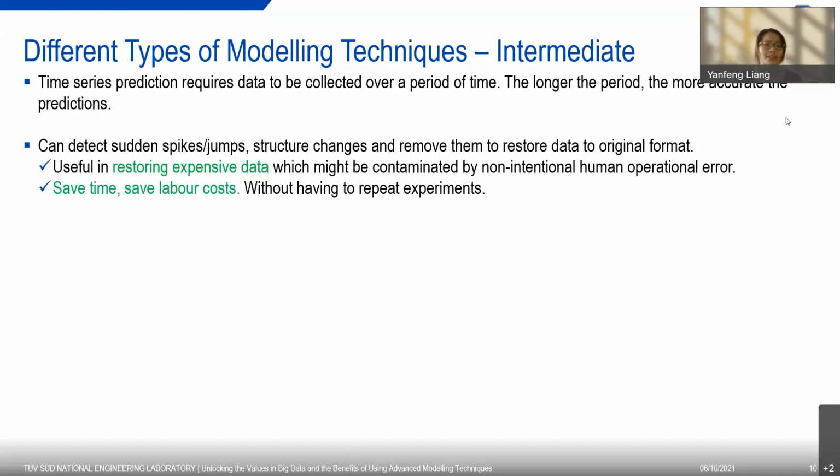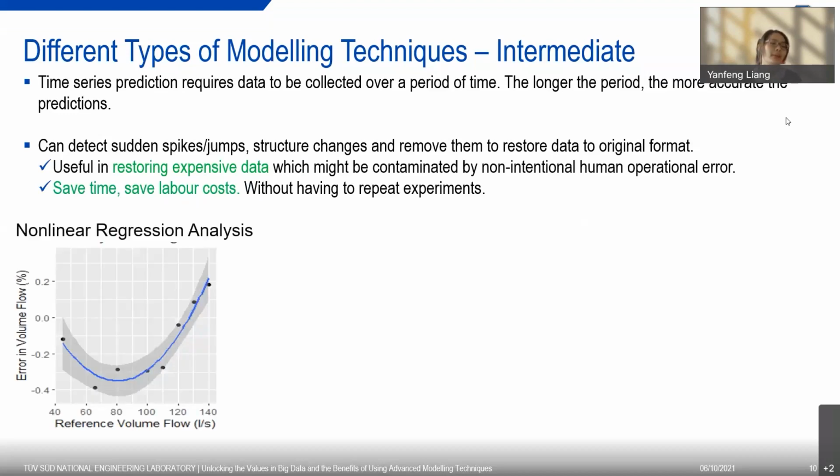So of course, this always saves time and labor costs, because you don't need to repeat the experiment again. The data will not go to waste and you can still use them. So again, I would like to show you some examples of the things that you can get from intermediate modeling technique. So here, it's just a very simple nonlinear regression analysis.